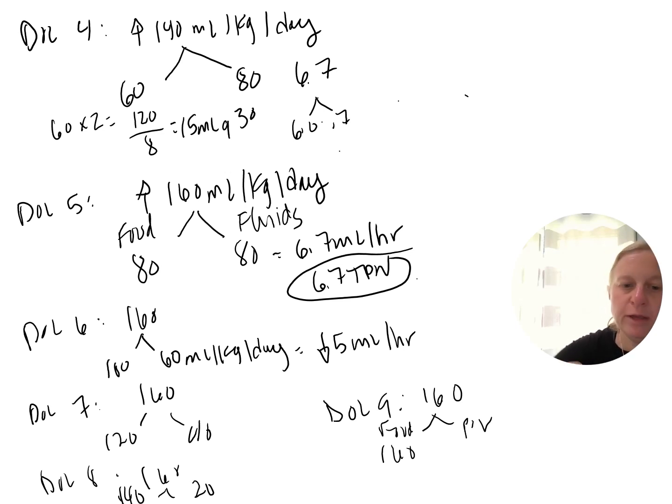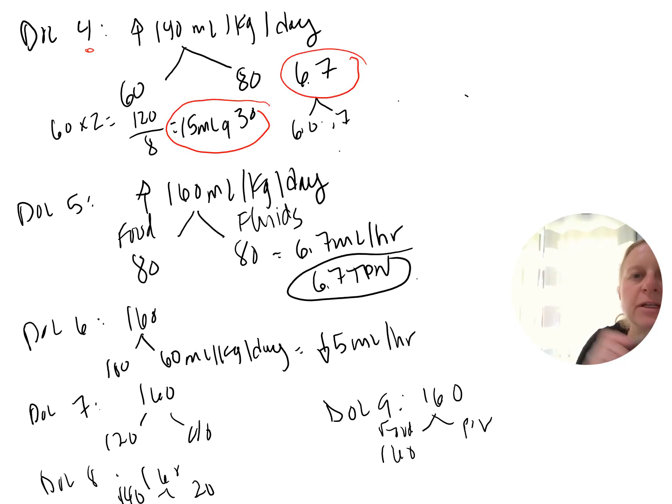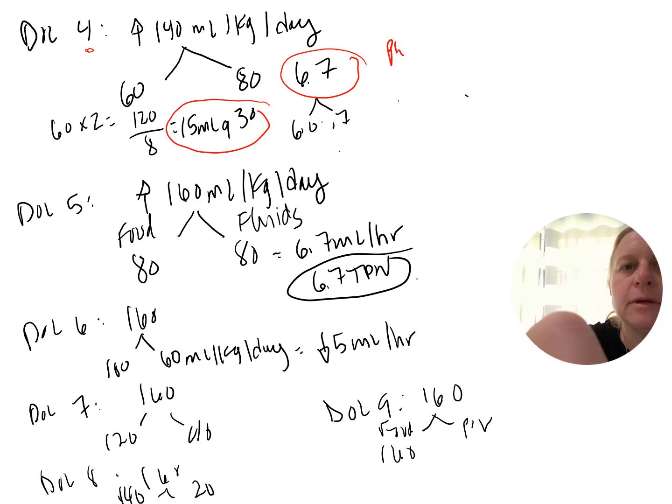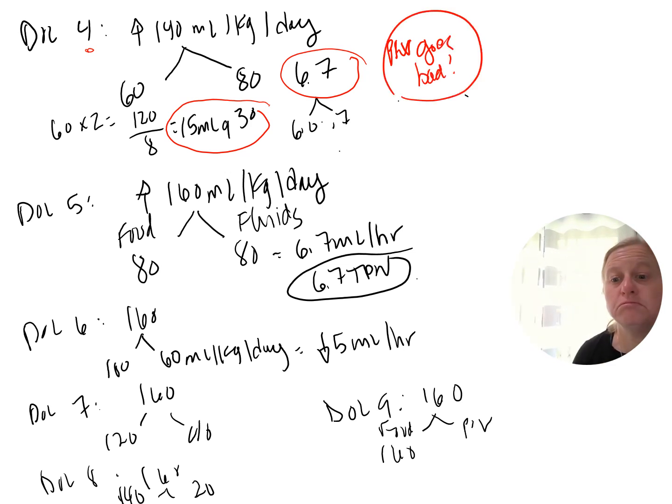If we were right here, right, we're on day of life 4, our food's at 15 and our fluids are running at 6.7. And our PIV falls out, right? So our PIV goes bad. Do you think your provider is going to want you to replace it? Yes, right? Because we are not on enough food yet for hydration. We're only at 60. So the baby is not going to do well.